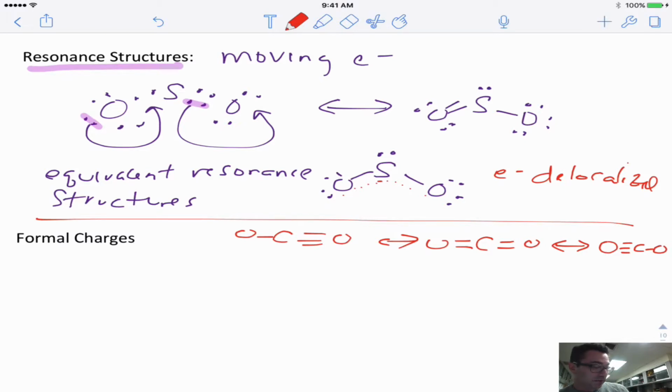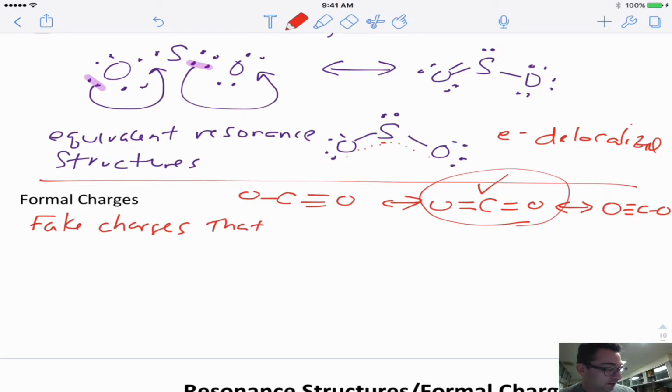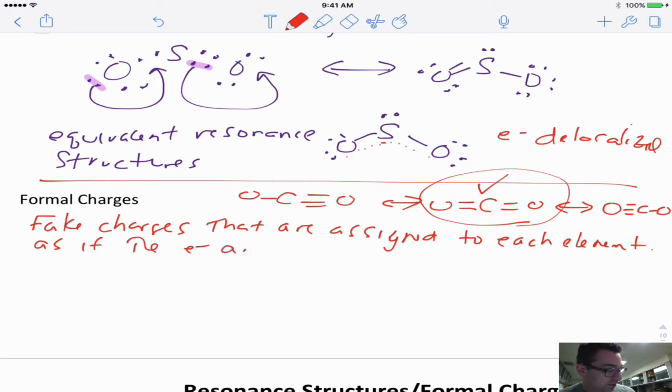In fact, the best resonance structure out of them is this one right here, the C double bonded O. Now, why is that the case? Why is this the preferred resonance structure? It has to do with something called formal charges. Formal charges are basically fake charges that are assigned to each element as if the electrons are shared equally.